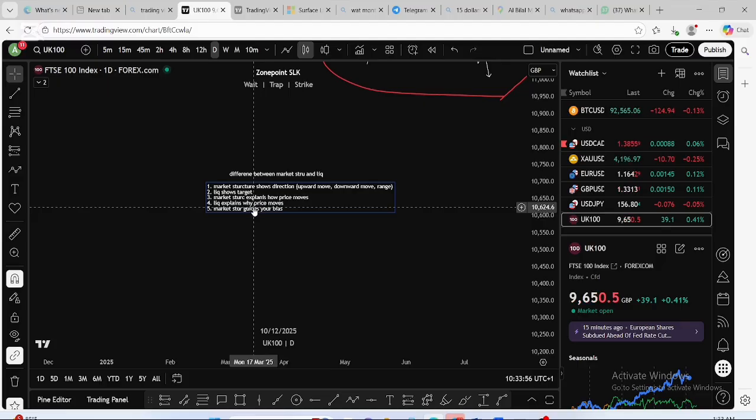But that's why you see some people will tell you SMC did not work. It's just because they don't understand market structure. It's not that SMC is not working. It's because they don't understand market structure and they don't understand liquidity very well. That's why they'll feel SMC structure is not working, this and this is not working.